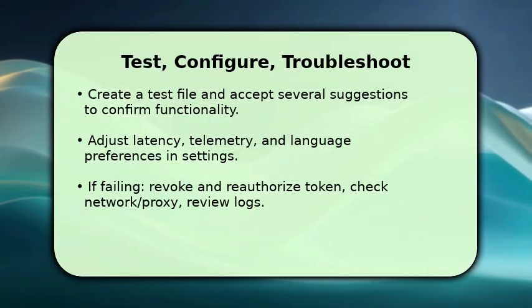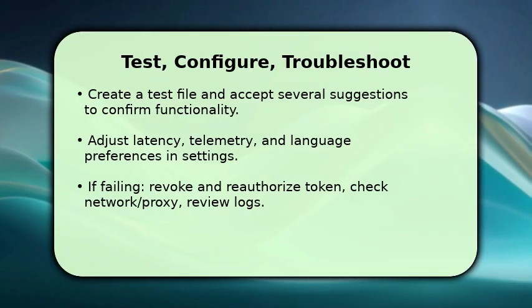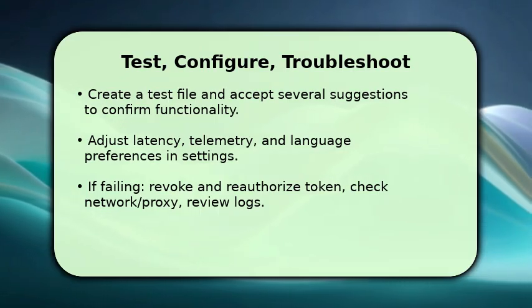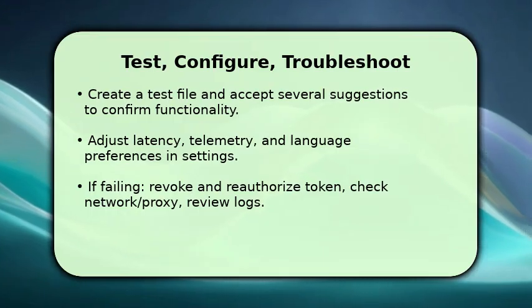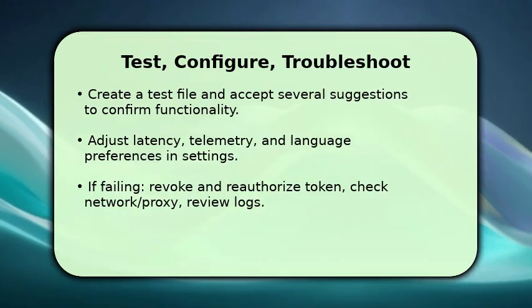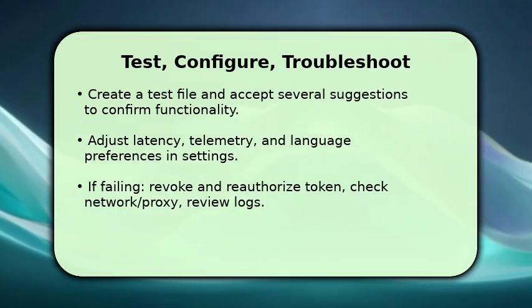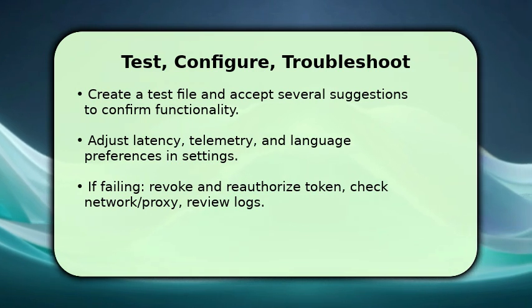If things go wrong, first revoke the authorization and reauthorize, then check network, proxy, or firewall settings. Also inspect the extension output or logs in the editor for errors. These steps complete setup and give you a clear path to fix common connection or permission issues.